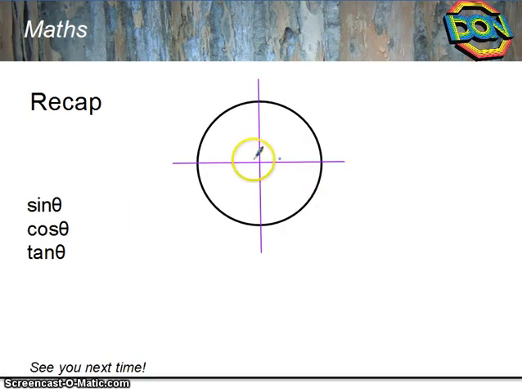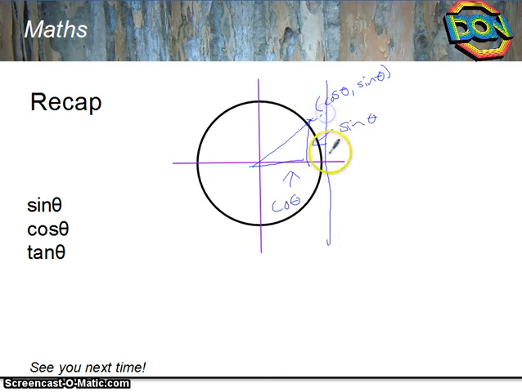Okay, quick summary. Sine theta and cos theta are defined as the height and the length of the base in that angle, or the y value and the x value. Tan theta is the height as it hits that tangent there, and tan theta is defined as sine theta over cosine theta.